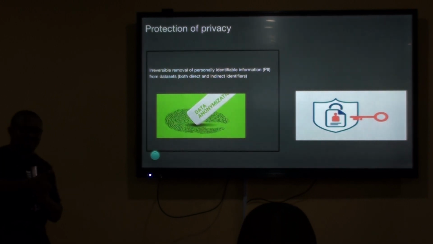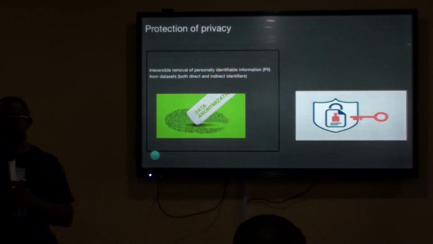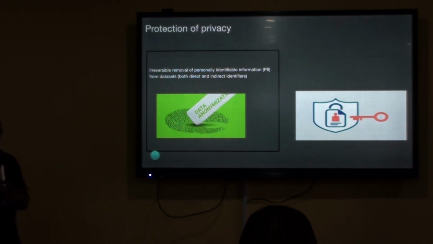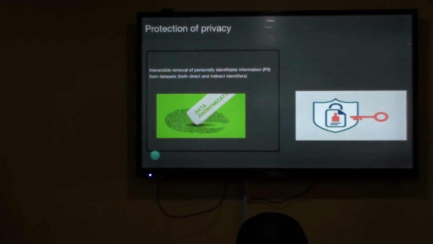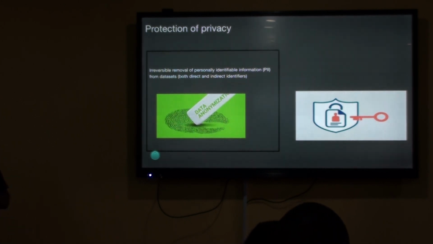There are direct identifiers and there are indirect identifiers, right? Anonymization means that you take out both the direct and indirect identifiers, and in such a way that they cannot be reversed. There is the element of irreversibility in anonymization, that you believe that it cannot be reversed. That is anonymization. You have to take both the direct and indirect identifiers.